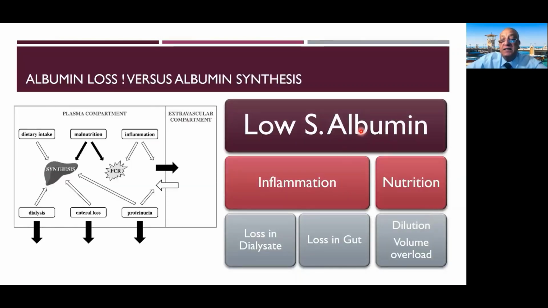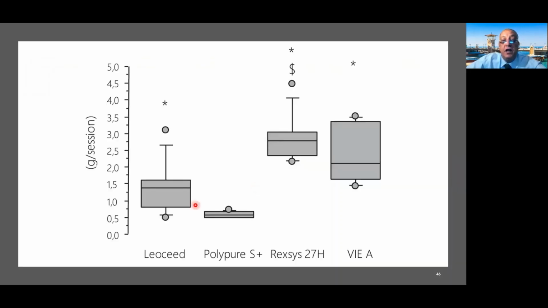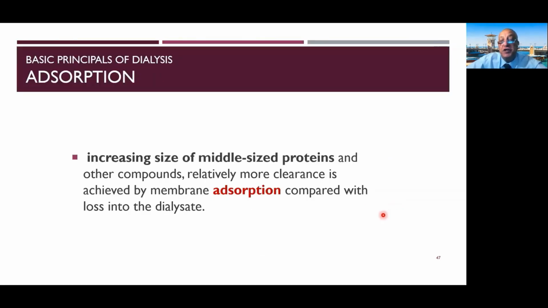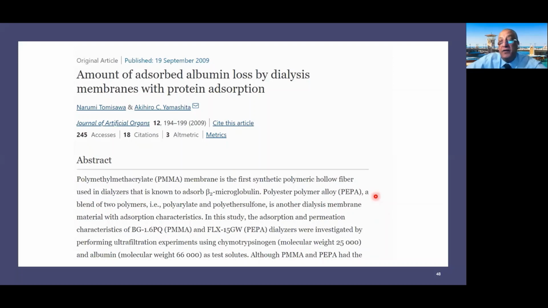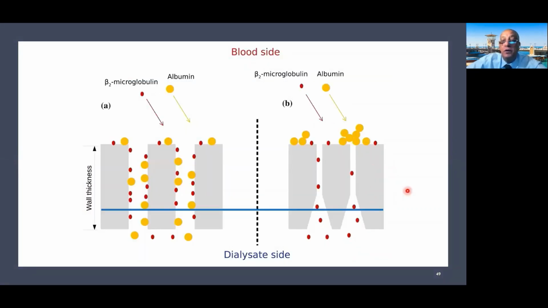In general, albumin loss is accepted up to 3 grams, while we have to look for low serum albumin in patients due to inflammation, nutrition, loss in dialysate, loss in the gut, or the dilution effect due to a volume overload state. Different dialyzers have different albumin leak, and this value increases in hemodiafiltration. So adsorption can improve middle molecule removal, but on the other hand, this adsorption blocks the filtration effect, and in my opinion, it is of lower requirement during dialysis because we need more filtration than adsorption.